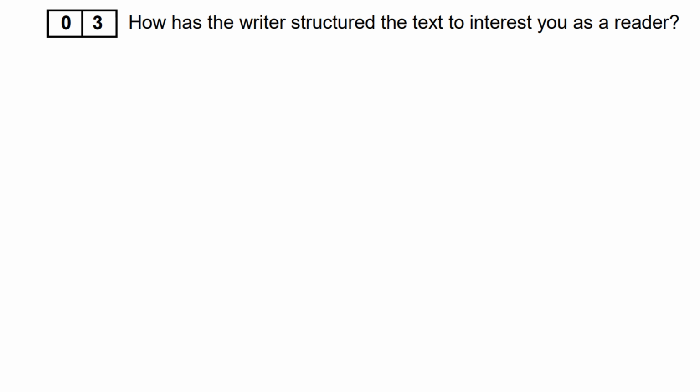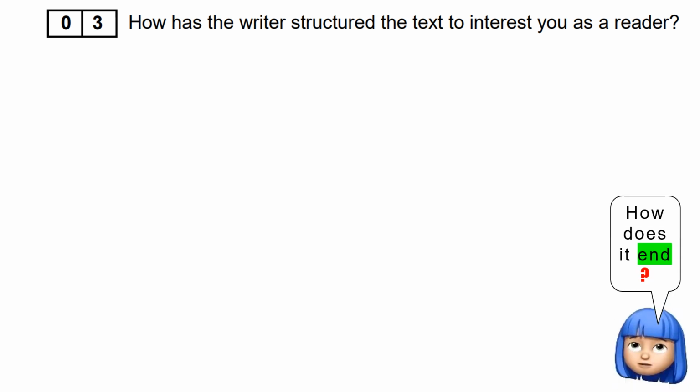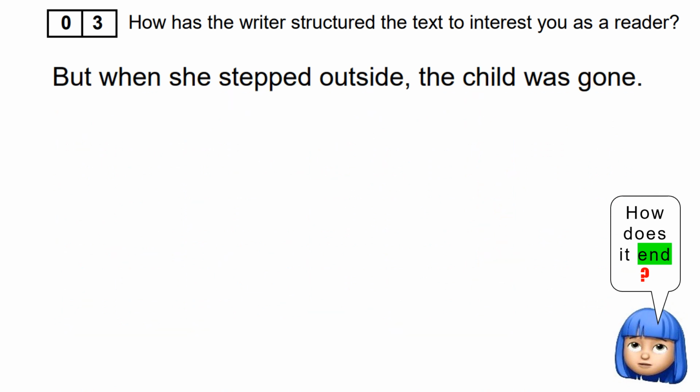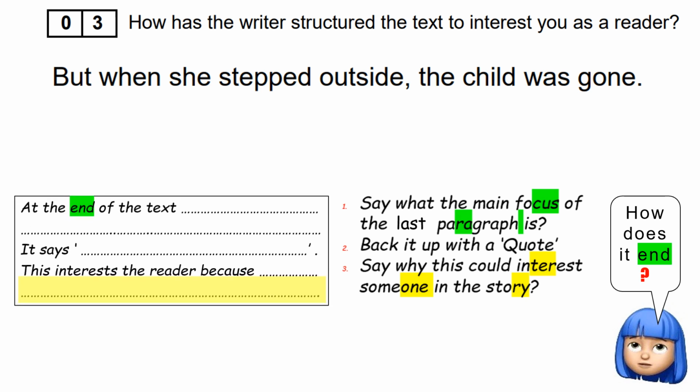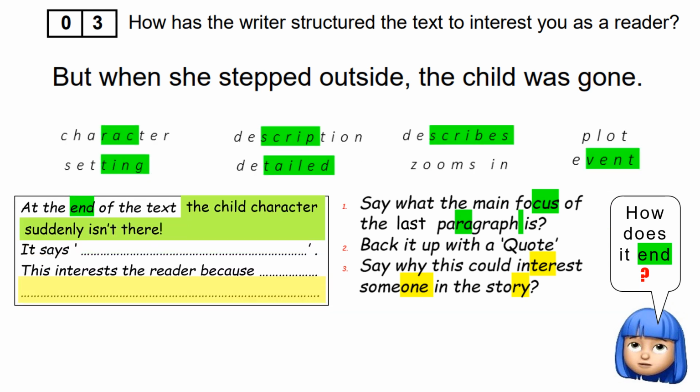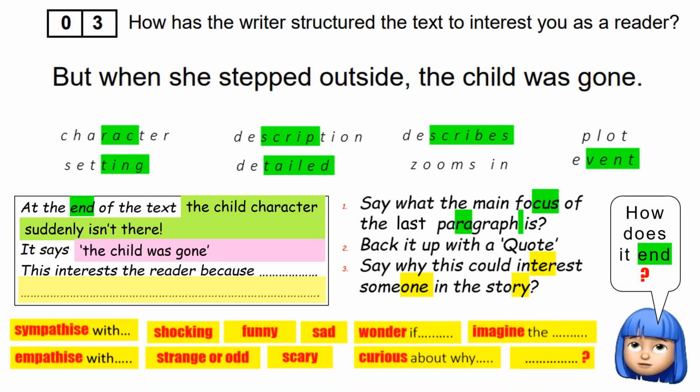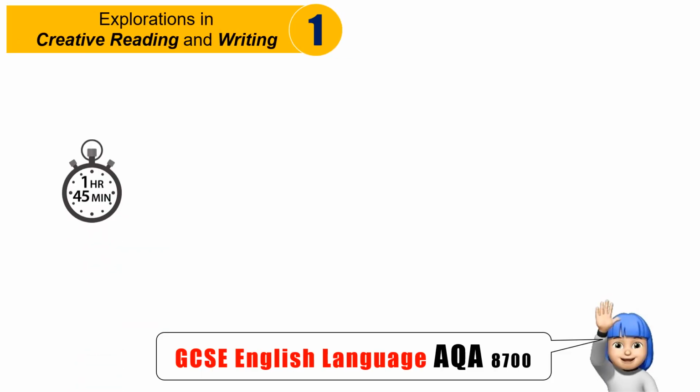So I've read the whole of the text now. I've read the end for question 4, so I can do a second bit on the structure question 3, and I'm going to say what the main focus is, same as what I did for the beginning. So what happened at the end? Suddenly this child character isn't there, and I'm going to speculate on why that's interesting. Well, it's shocking, maybe it's scary. I'm curious about why the child's disappeared. Where has it gone? Was it a ghost? Okay, so that's it. You're done.